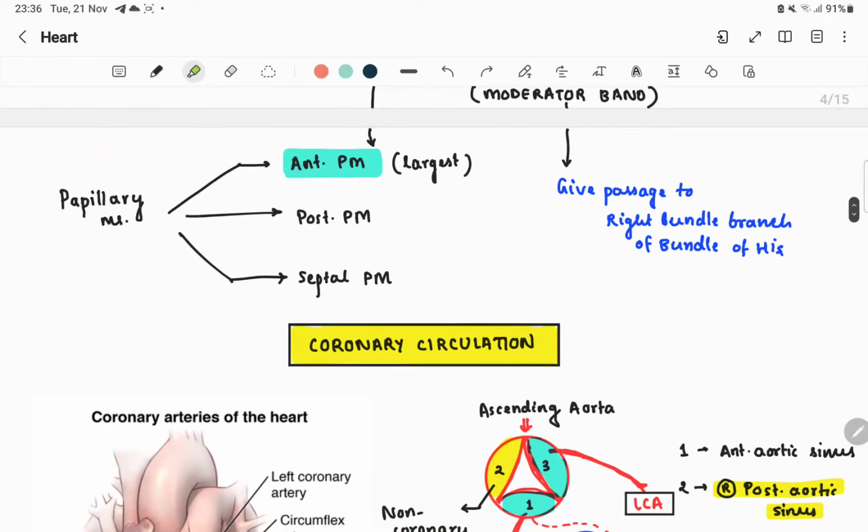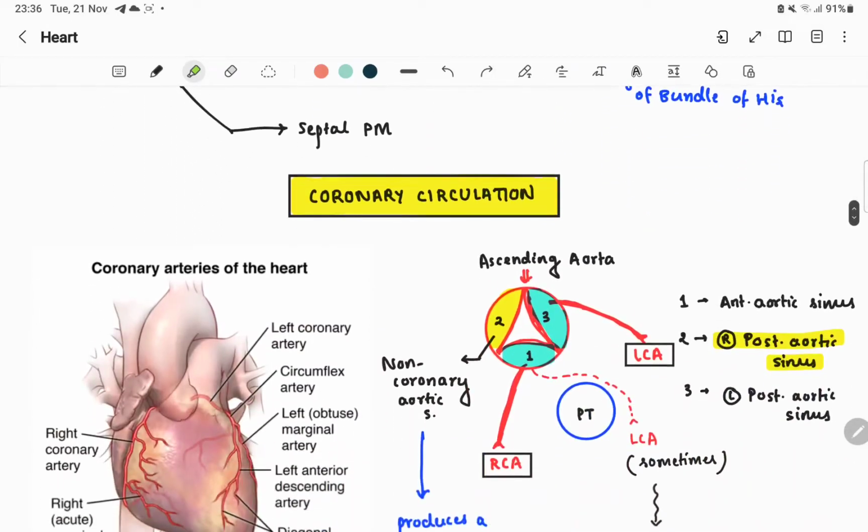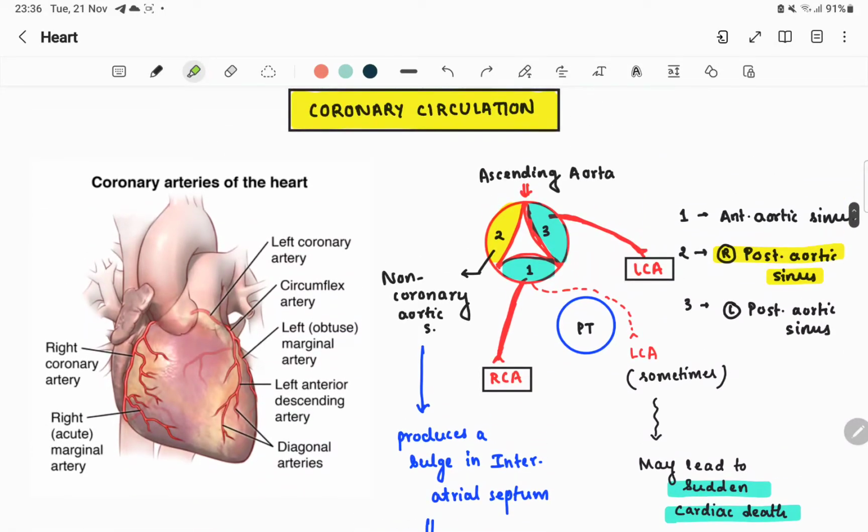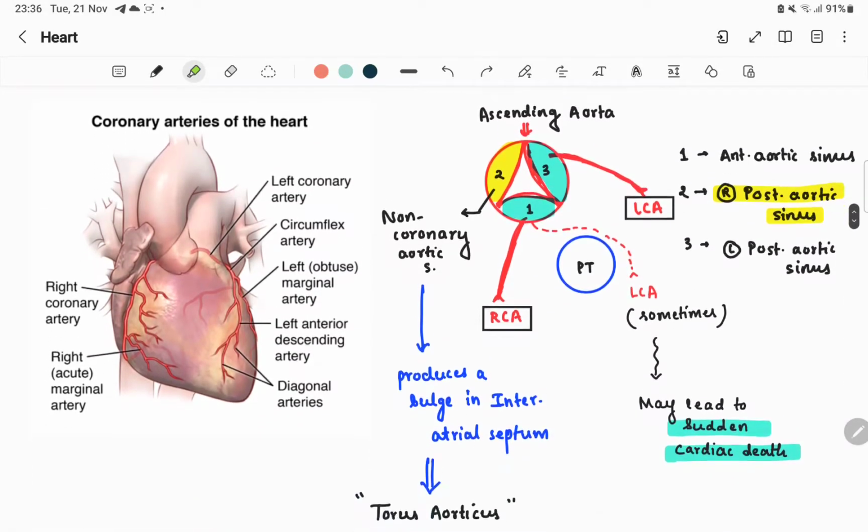So we have the three parts of papillary muscles. We have 8 sets of papillary muscles in our heart. Let's discuss the coronary circulation. You have read your coronary circulation in physiology also. So you can see we have the right coronary artery, and the left coronary artery, which is arising.